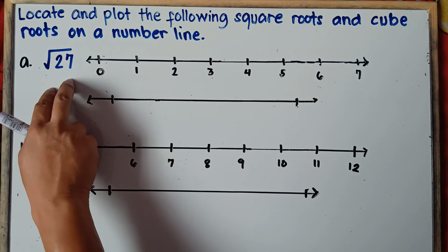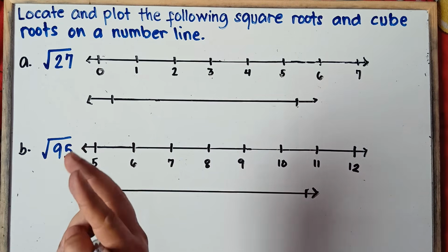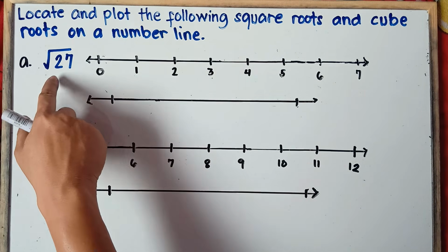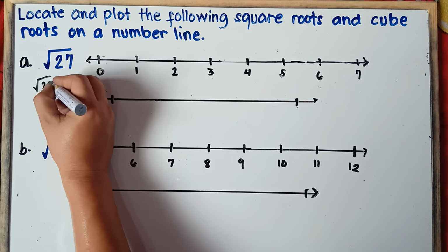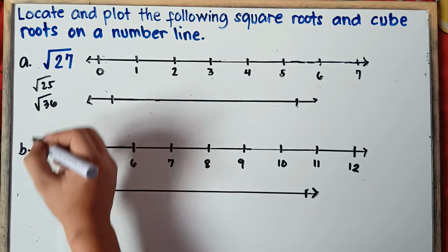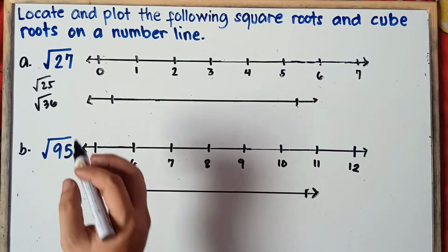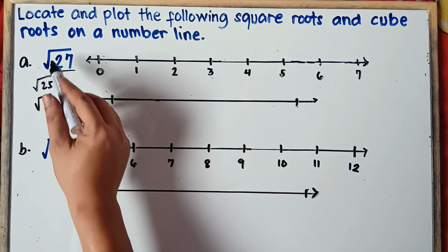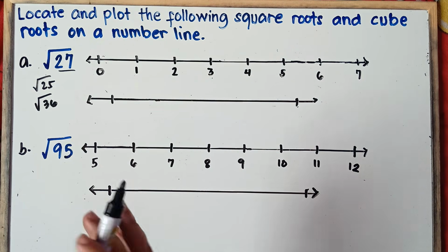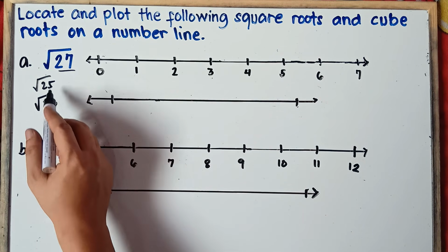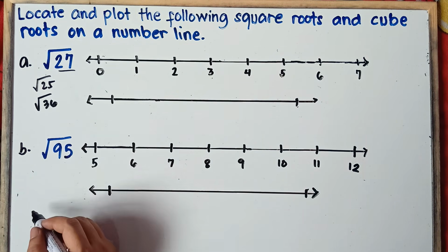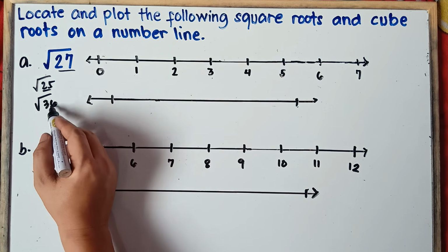Now for you to plot this one, class, you think of 2 perfect squares that are near to square root of 27. Of course, there would be square root of 25 and then square root of 36, right? Once again, class, this 27 inside the square root is what we call the radicand. So you think of a radicand in which the radicand is a perfect square that is near to 27. Of course, there would be 25 and 36.